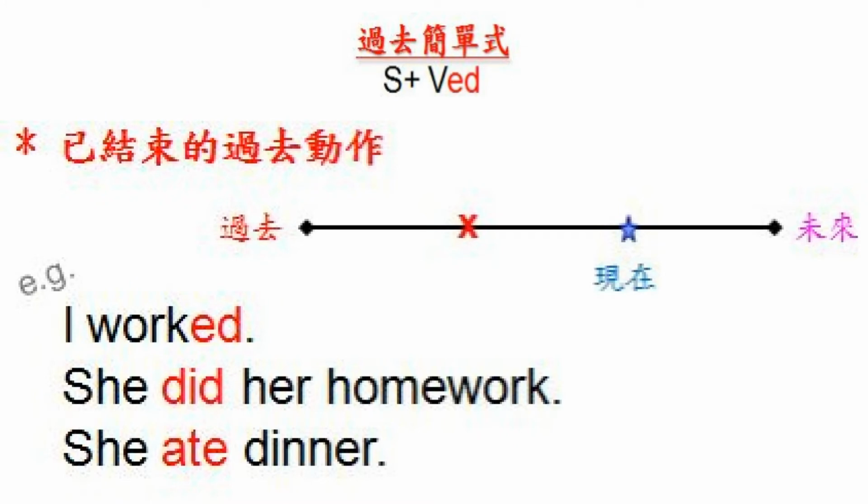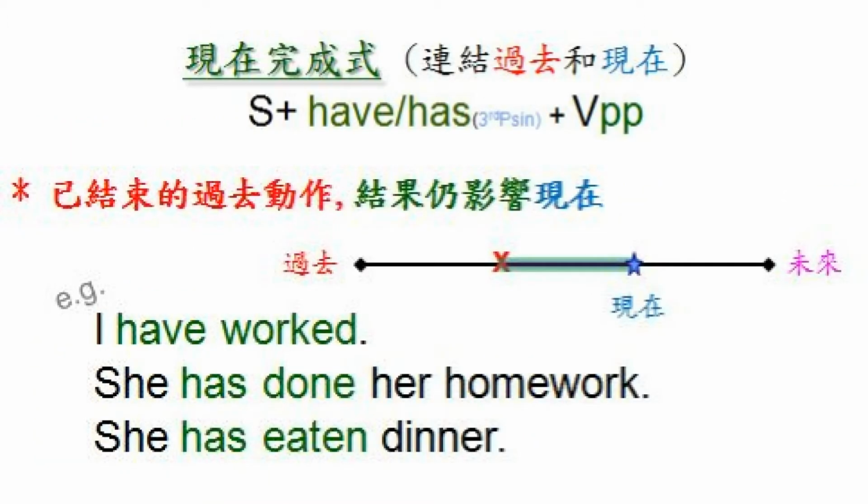So, the past simple talks about an action that started and ended in the past. That's basically it. For example, I worked. Okay, it's just telling you about something that I did in the past. It's finished, it's over. The present perfect is a little bit different. It connects the past and the present.